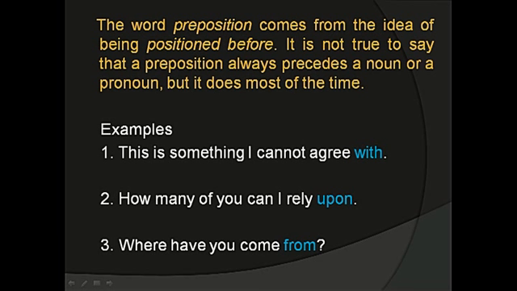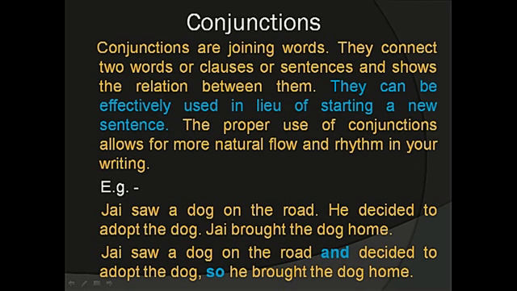It is not true to say that a preposition always precedes a noun or a pronoun, but it does most of the time. For example, this is something I cannot agree with. Now you see carefully, with is coming at the end of a sentence. How many of you can I rely upon? Again, upon is a preposition and it is coming at the end of a sentence.